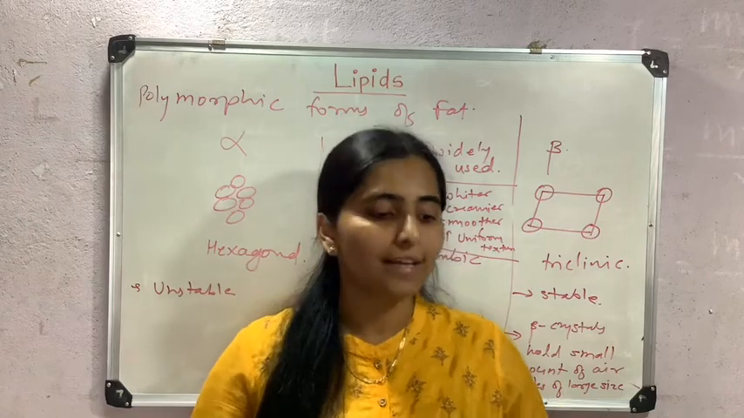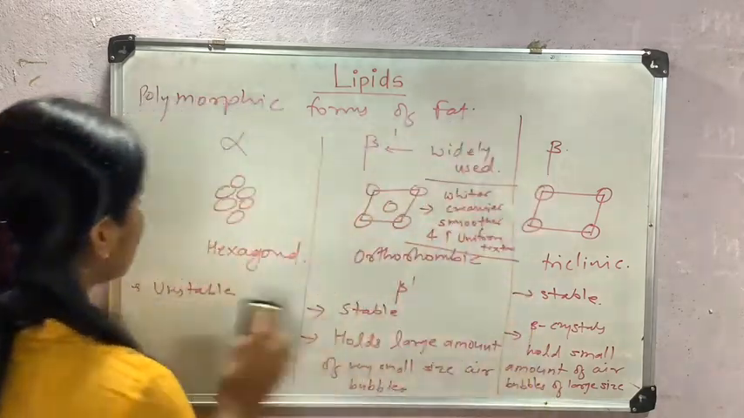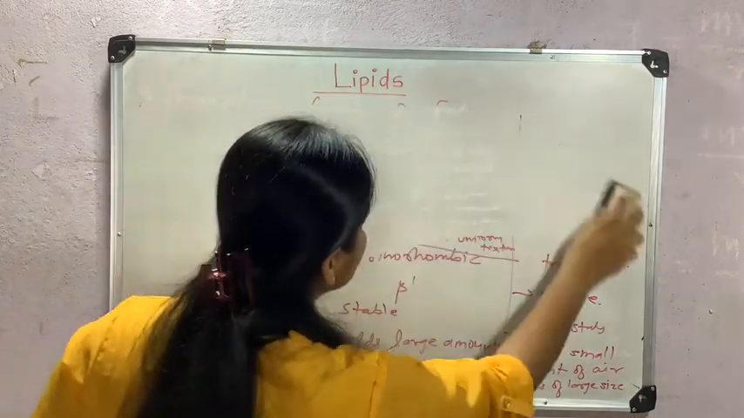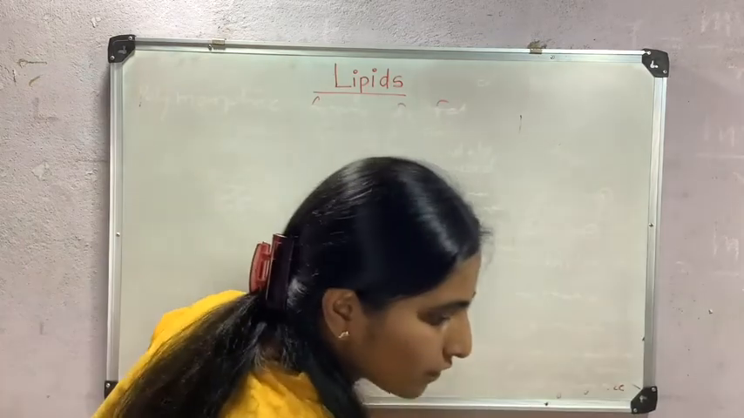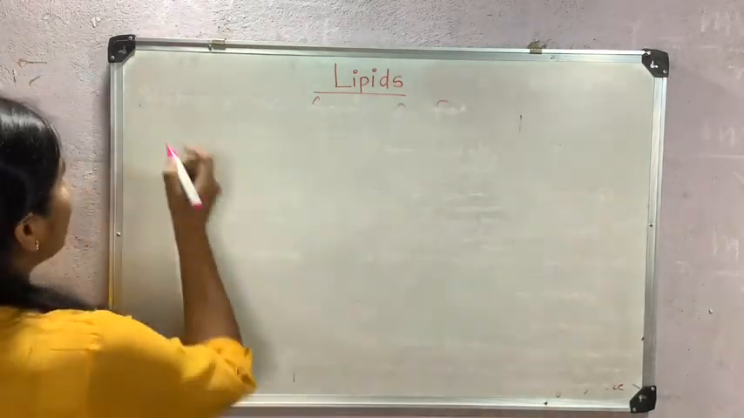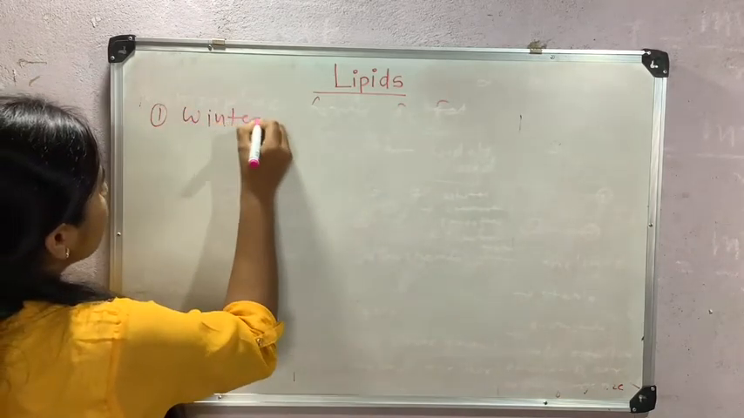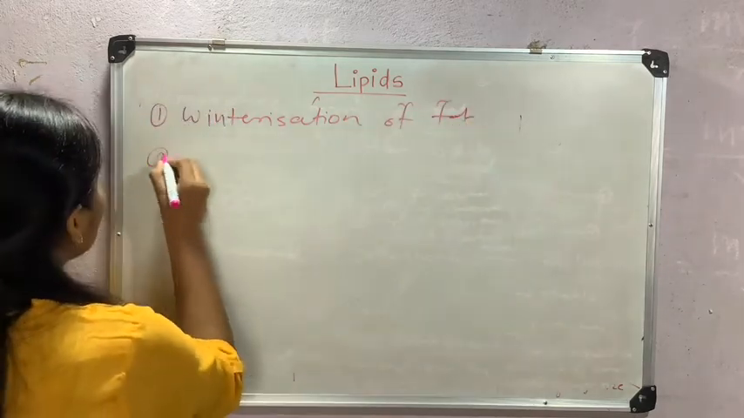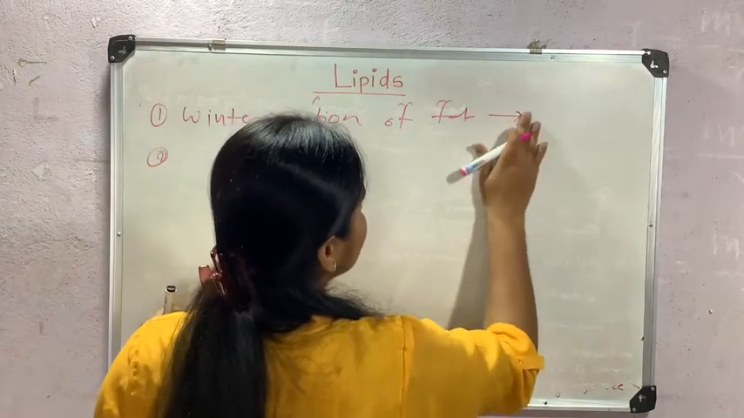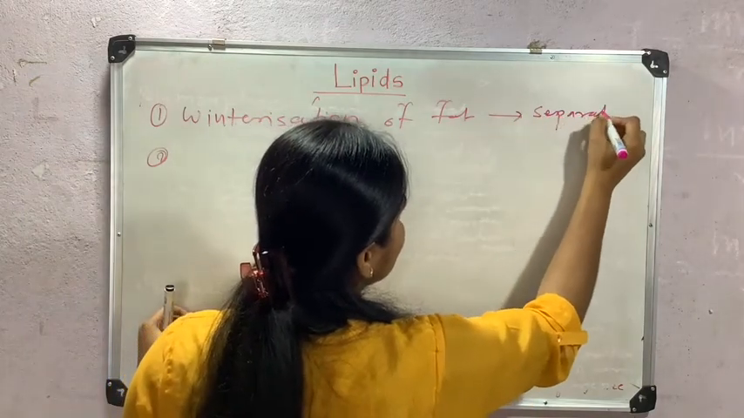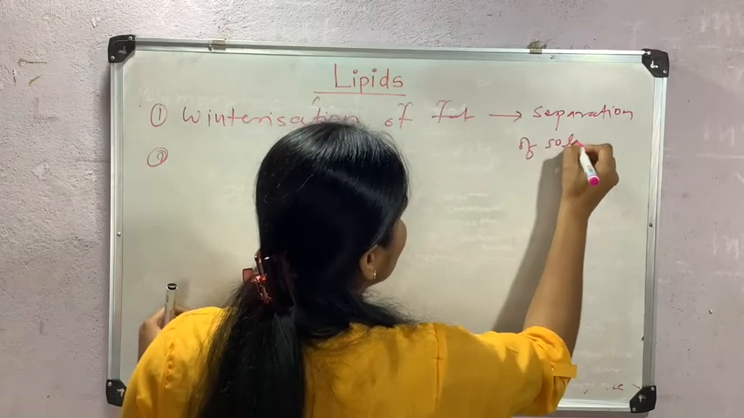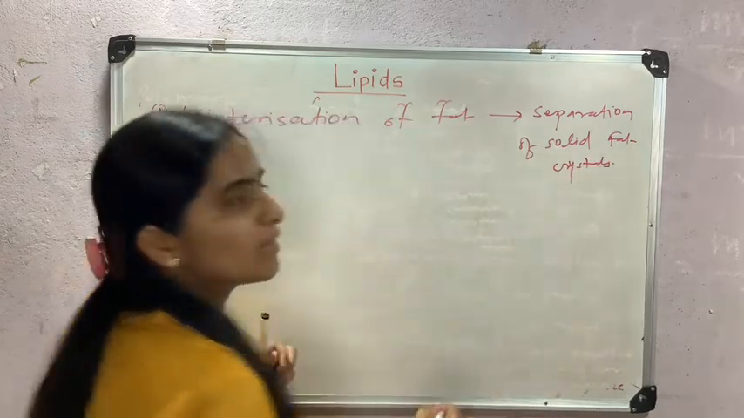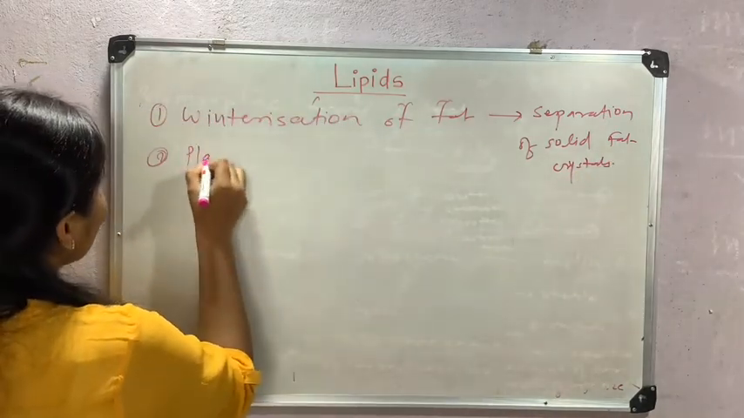Actually there are some terms like winterization of fat, plasticizing of fat, tempering of fat, shortening of fat. Please don't get confused between these terms. Here I will enlist all the four confusing terms. First is winterization of fat. Winterization is separation of solid fat crystals just by cooling.